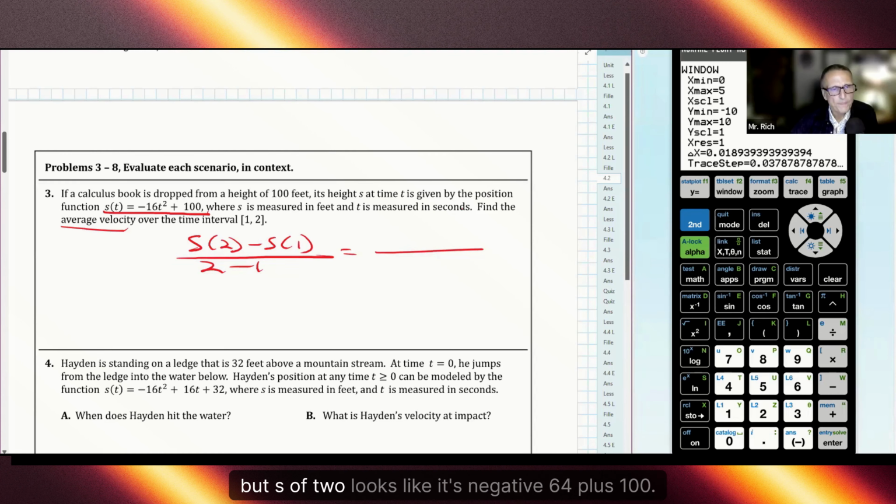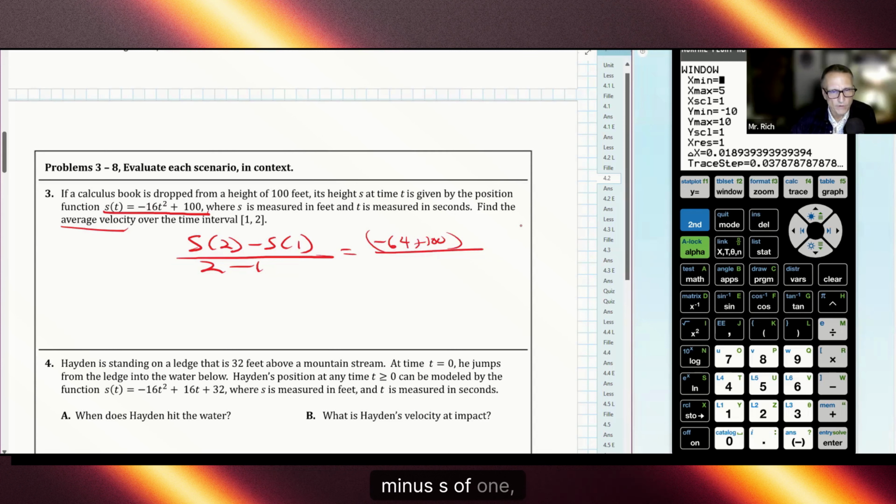But s of 2 looks like it's negative 64 plus 100, minus s of 1, and s of 1 looks like negative 16 plus 100. What is that, 84? Negative 16 plus 100, and then all over 1. So this looks like positive 36 minus 84, all over 1. And I believe that's negative 52, if I did that mental math right. So negative 52 feet per second would be my average rate of change.